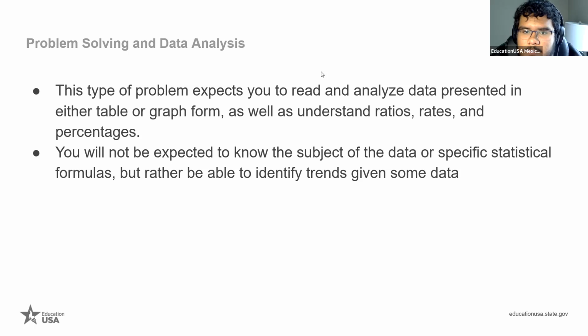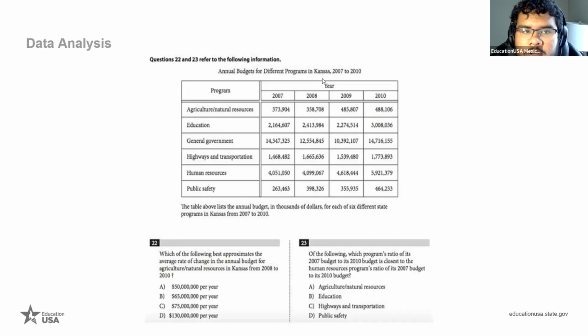So yeah, for the first example problem here, we have this table showing the annual budgets for different programs in the American state of Kansas from 2007 to 2010. And you can see there are different categories like agricultural, natural resources, education, and so on, as well as the different years and how much was allocated to these.